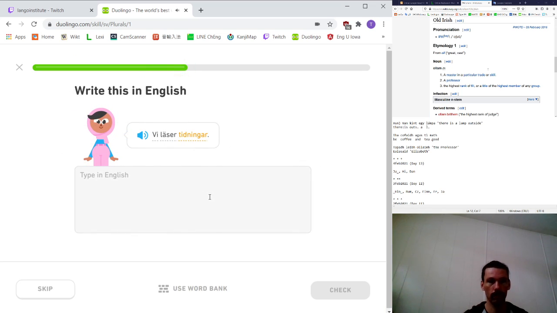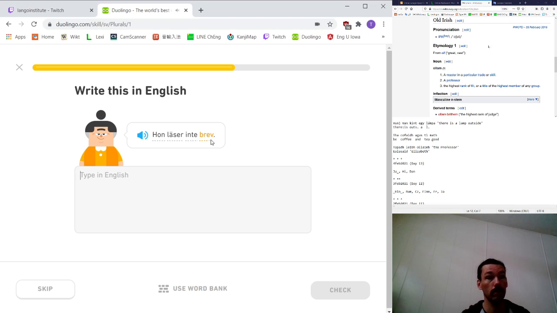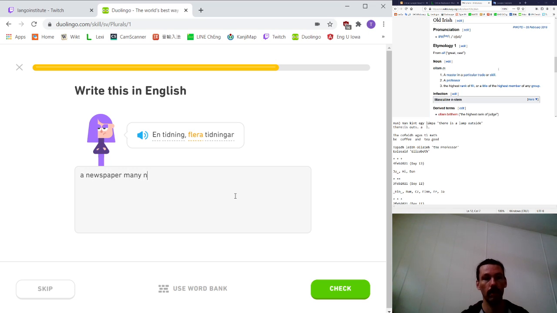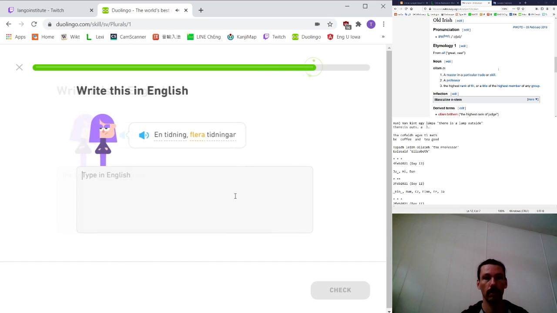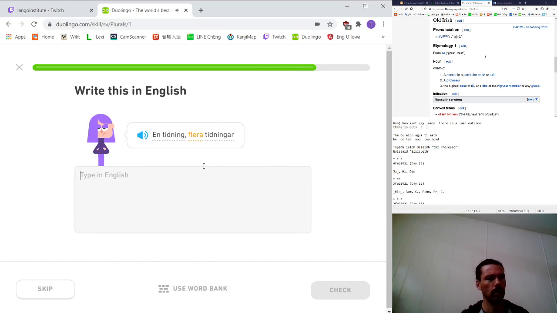Vi läser tidningar. R is the suffix, plural, we read newspapers. Hon läser inte brev. This could be plural. Letters, brev. Yeah. She does not read letters. En tidning, flera tidningar. A newspaper, many newspapers. Pojken äter inte äpplen. The boy does not eat apples. En tidning, flera tidningar. What was the mistake there? Let's try it with one and many.